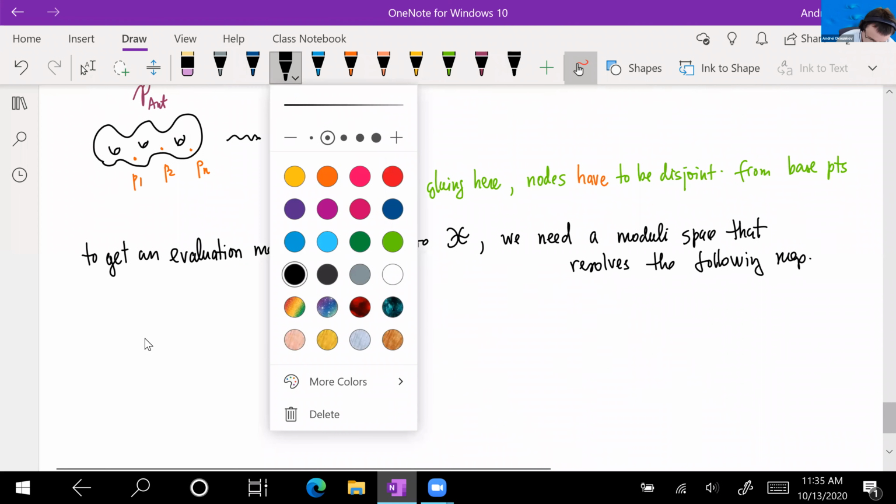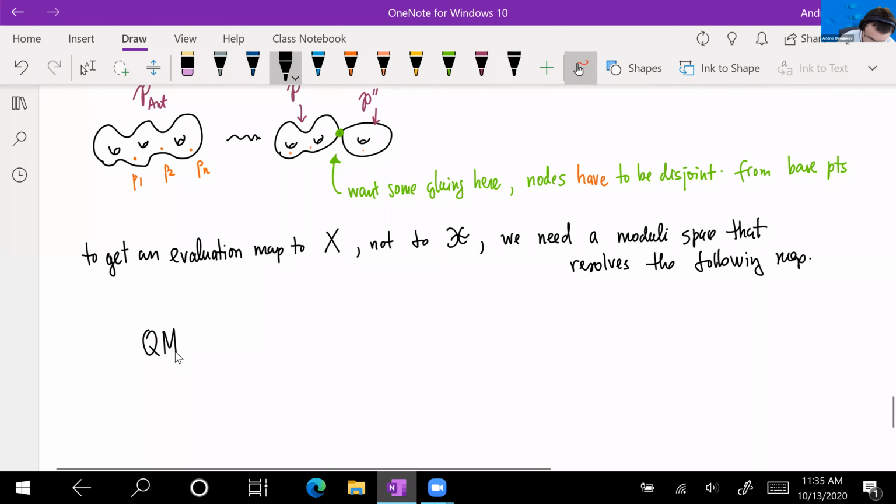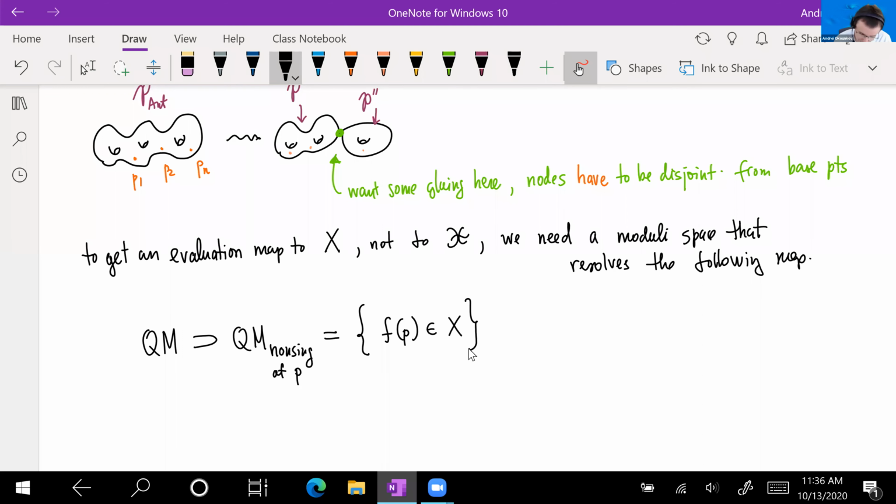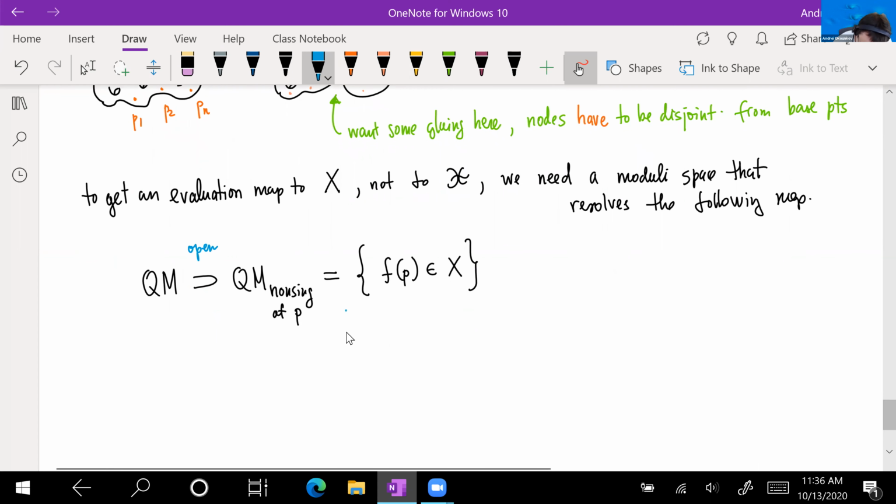So inside my quasi maps, I have a locus, which maybe I denote quasi maps non-singular. Non-singular means that at this given point, f of p is in X. So this is an open set. And that means here I do have my evaluation map that just goes to f of p. This is in X by construction.